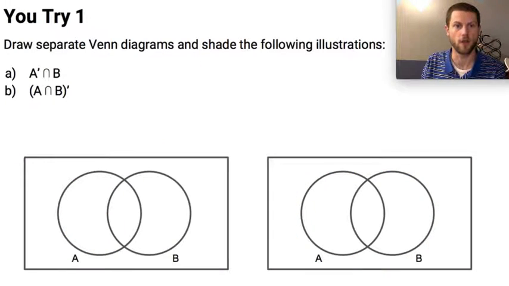So why don't you give these two a try. Here are two Venn diagrams. Draw not A intersected with B, and then take the intersection of A and B and negate that. Find not the intersection of A and B. So pause this video, give those two a shot, and see how it goes.